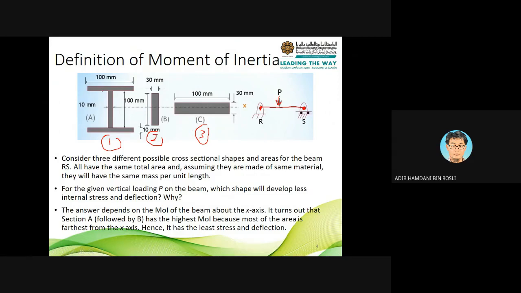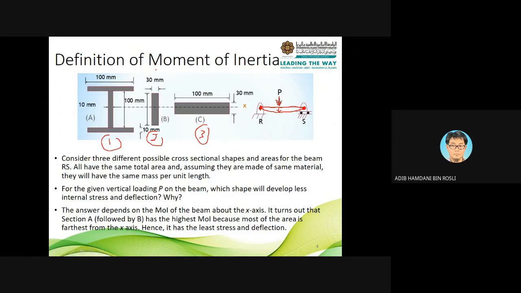But the thing is, though they have the same areas, these three, A, B, and C, 1 and 2 and 3, and even if they are made from the same material, what will happen to this beam? Will they deform the same way or not? You understand that you apply the load, the beam will kind of deform like that. But how much will it deform? Even if you have the same total areas, in these three cross sections, the answer is you won't have the same deflection. With the same material, the same total areas, the same loading conditions, the same support conditions, you won't have the same deflection.